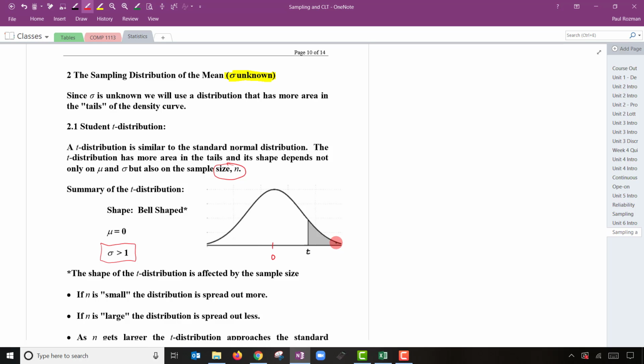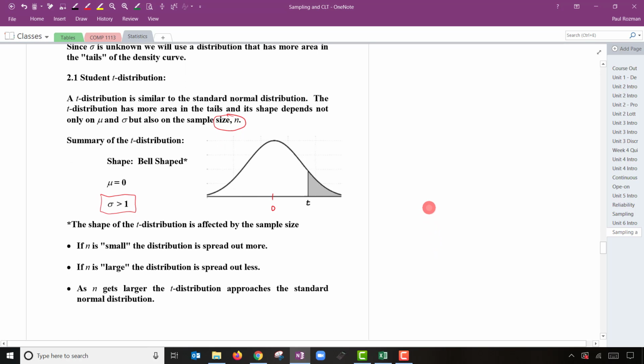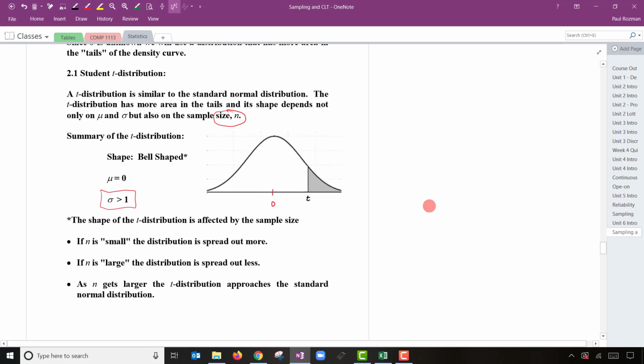But the nice thing about these t-scores is everything you know about z-scores pretty much applies to t-scores. They range typically from -3 to +3. Outside of that tends to be unusual. To calculate them and to read the table, we'll have to have multiple tables because each t-distribution is different depending on the sample size.